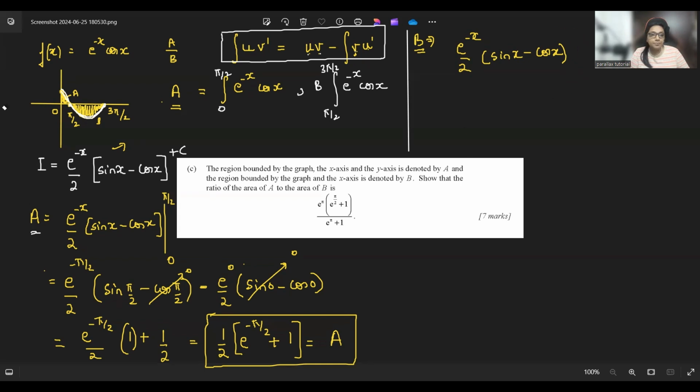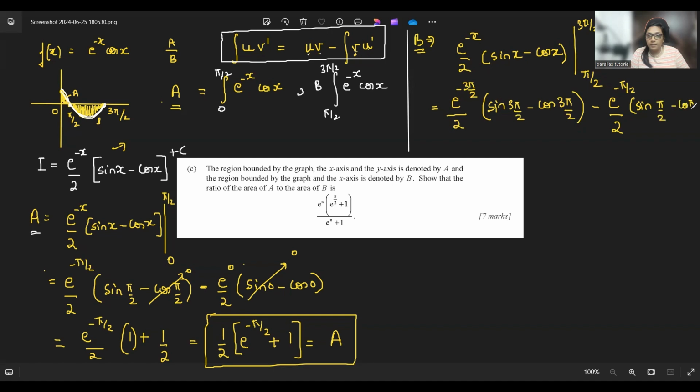So we have basically pi by 2 to 3 pi by 2. And let's solve. So we have e to the power minus 3 pi by 2 times sine 3 pi by 2 minus cos 3 pi by 2. The whole thing then minus e to the power minus pi by 2, applying the lower limit, by 2 sine pi by 2 minus cos pi by 2. Let's see what all becomes 0. This is 0.